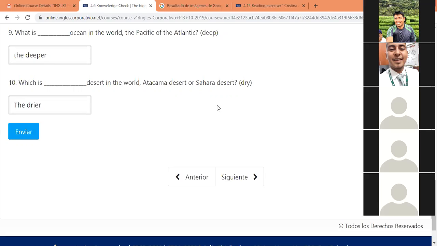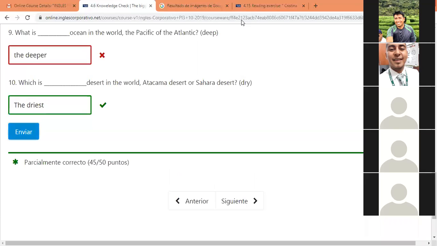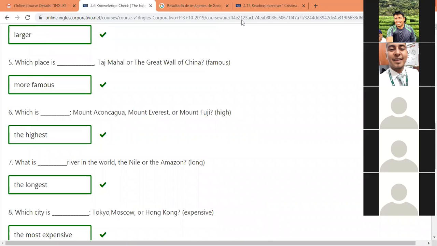Which one is the? It would have to be the dryer. But the driest, which is the driest desert in the world? In the world, it's all the world. In the world, of the world, the same thing. Vamos a ver cuáles nos salen buenos y cuáles nos salen malos. Here we go. Entonces pongámosle deepest a este. Deepest.